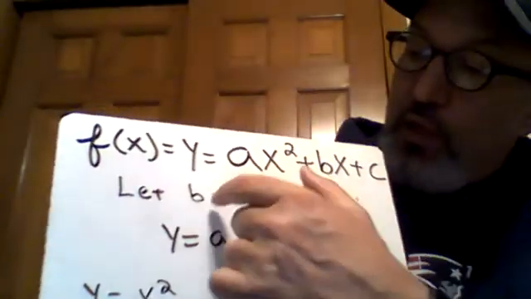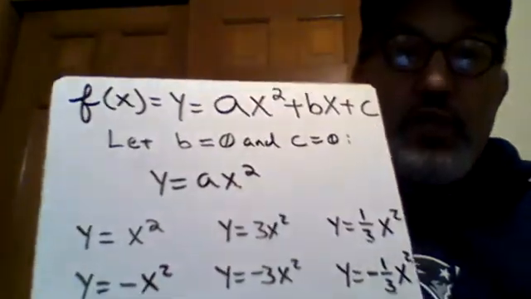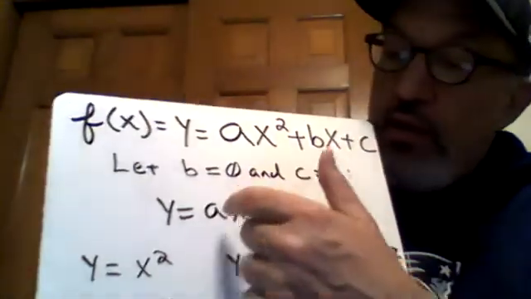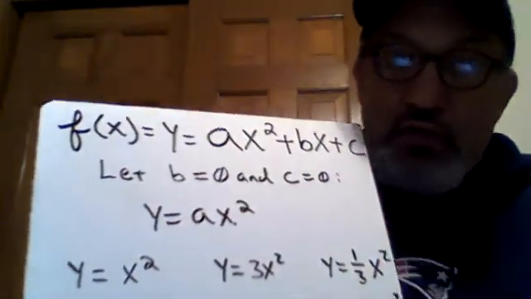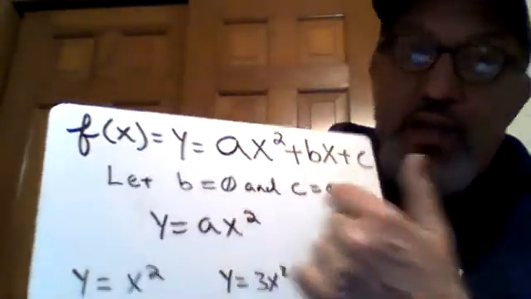And notice up here, we let b equal 0 and c equal 0 for simplicity, but these rules about a all still apply no matter what the b and c's are.